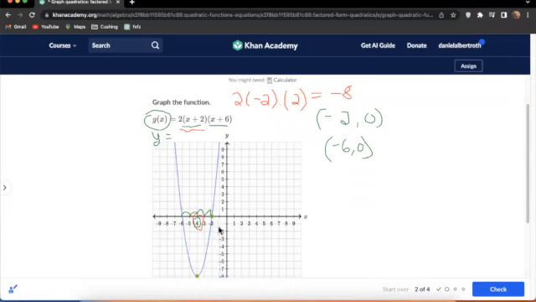And my intercepts are -2 and -6. I know that those are both points on the graph because if I put in those x values, the y value is going to be 0. So I know that those are 2 points on the graph. All right, next question.